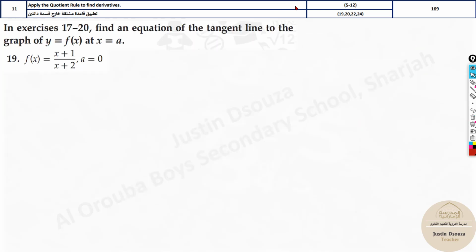Now we will go to the next part of the question, that is 19, 20, 22, and 24. Here we have been asked to write the equation for the tangent line. Again, it's question number 11. Don't go to do everything in detail. Let me first write the equation of the tangent line. What is it? That is given by y.